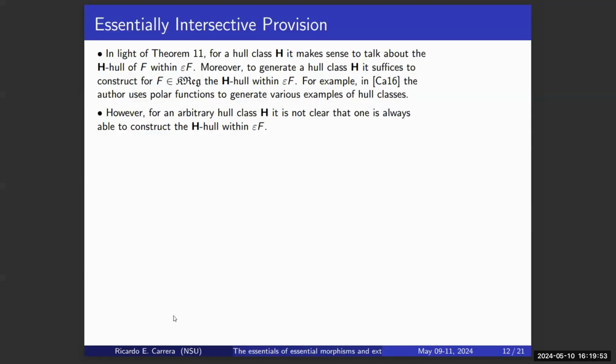And in fact, in CA16, I use polar functions to generate various examples of Hall classes within the absolute of a compact regular frame. Okay, so let me just make a comment that this is typically what's done in W. So for example, if you go into W, for everyone who is familiar with the theory of Hall classes in W, it should be fairly natural that this is happening.